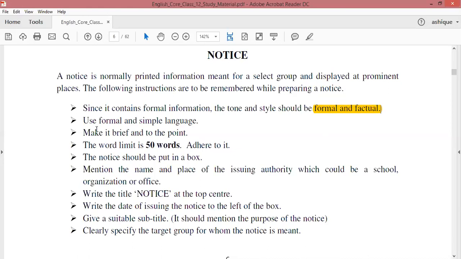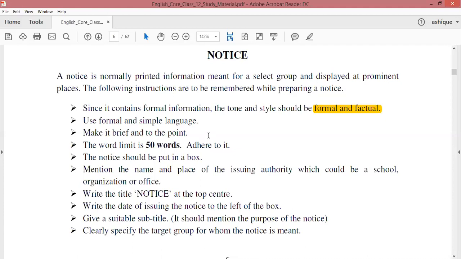Next point: use formal and simple language. Very simple language, no bombastic words, meaning no exaggerating words, no hi-fi words. Do not use so many difficult vocabulary words that common readers cannot understand what the notice is about. Use very simple words that we use in our day-to-day life, very appealing, very connecting, so the reader can understand your words. If they cannot understand, then your notice is useless.